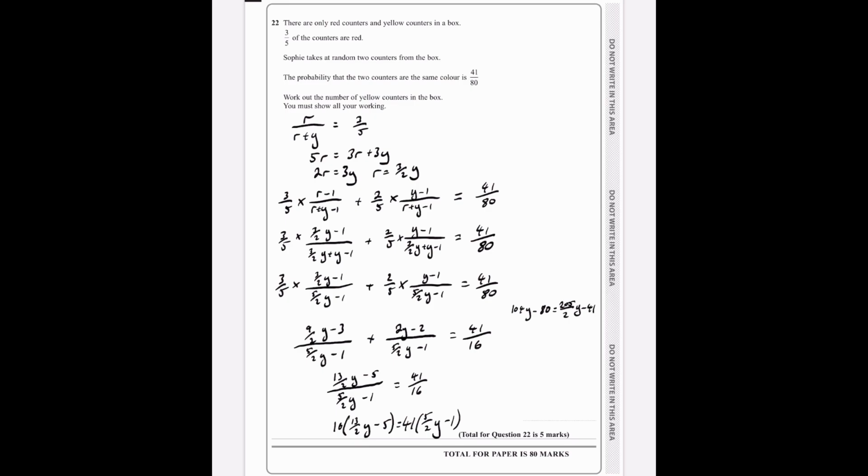Bring the Y's onto the left, bring the non-Y's onto the right, we get 1.5Y equals 39, and therefore we can conclude that Y must be equal to 26. 26 yellow counters in the box. Well done if you got that one.